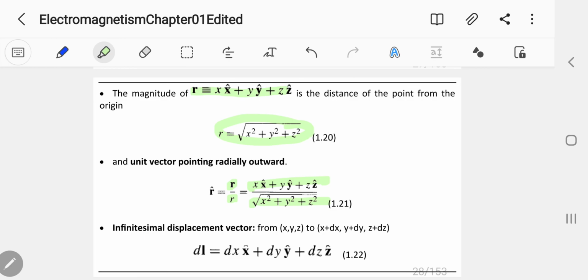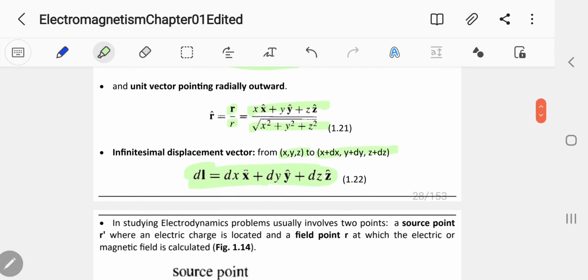So how about the infinitesimal vector, dl? If you want to move from x, y, z to x plus dx, y plus dy, and z plus dz, then you will have a displacement vector dl. dl is equal to dx x hat plus dy y hat plus dz z hat.